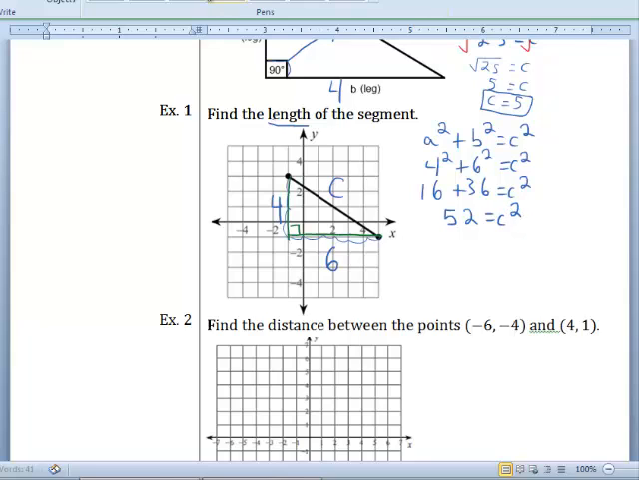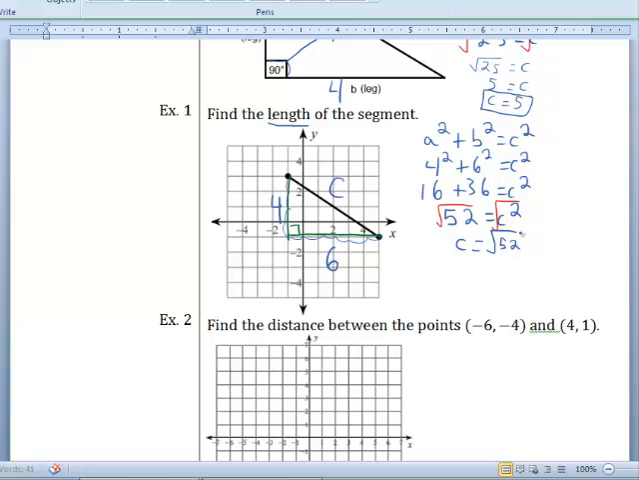Again, do the opposite of squaring something, which is the square root. So I have just c equals the square root of 52. I'm going to write one step here. I'm going to switch the c and the square root of 52. Hopefully you can follow me. Now c is equal to the square root of 52. That is not simplified.